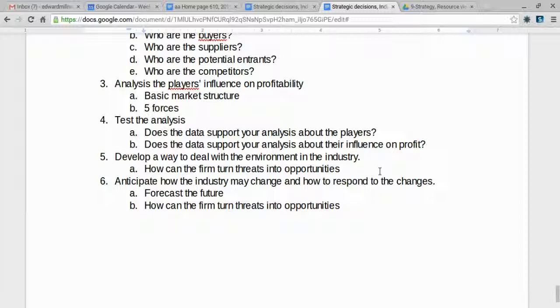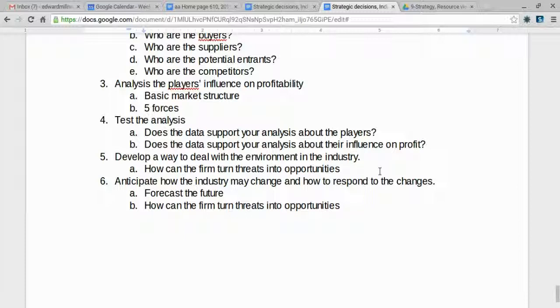Second, does the data support your analysis about the influence on profit? I'm not quite sure how you do this off the top of my head, but you want to be thinking about, I'm making these assumptions and statements. Is what I'm saying true, and can I verify it with data before I make big decisions for my company?